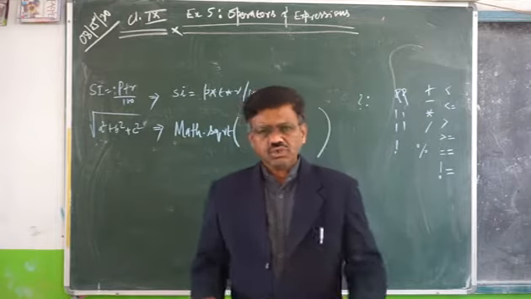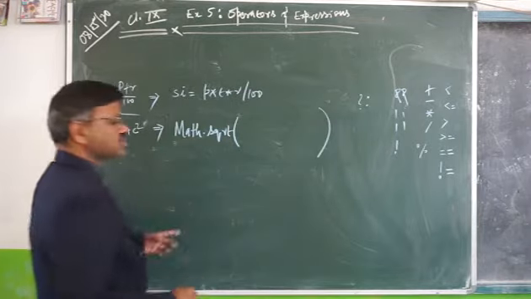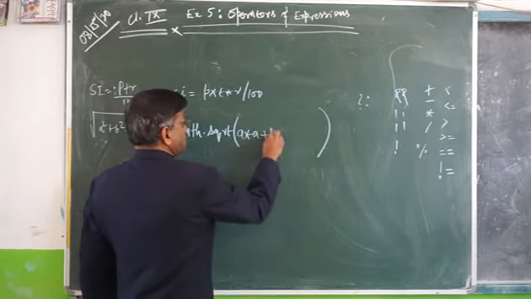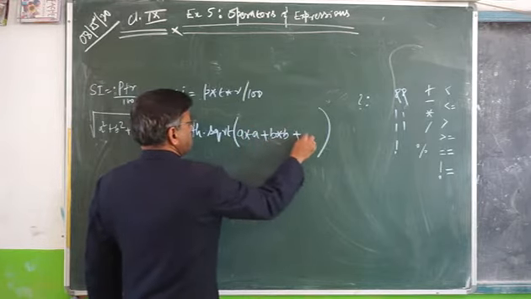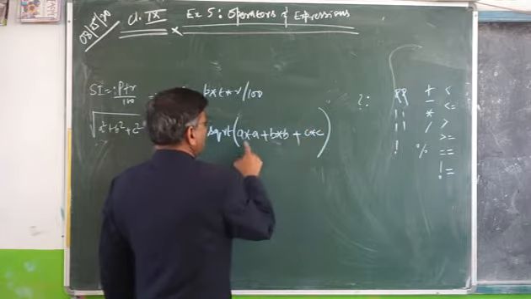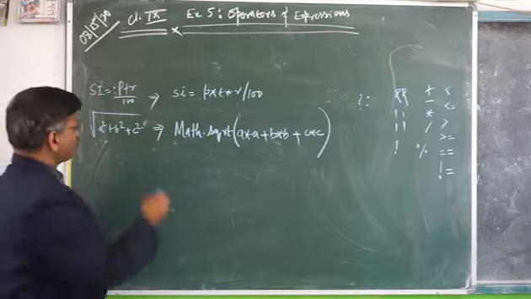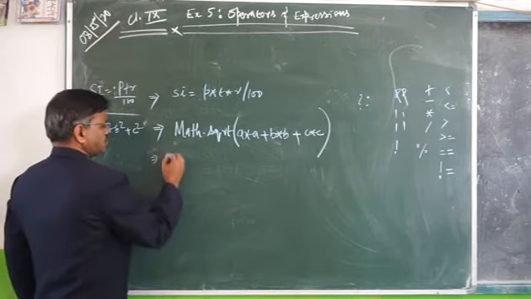For a square, you may write a into a, or otherwise a raised to the power of 2 also you can write. a into a plus b into b plus c into c is a square plus b square plus c square. The same thing may also be written like this. This and this are the same.